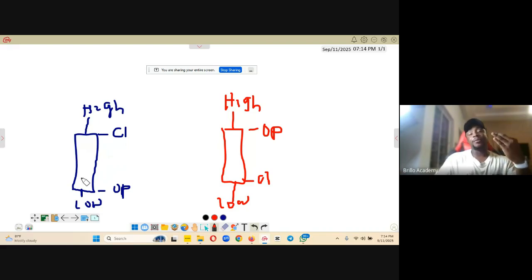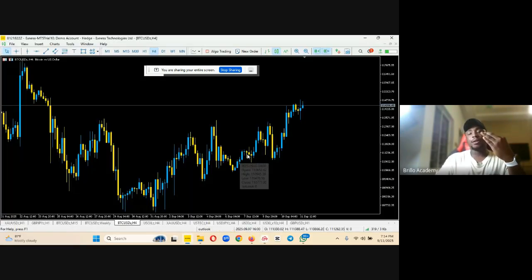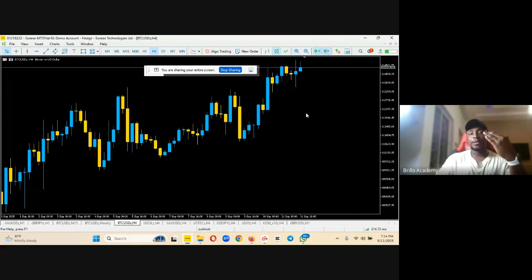For you to identify a bullish candle, it has to open from the bottom and close at the top. For you to identify a bearish candle, it has to open from the top and close at the bottom. So let's take a look at some candlesticks here. All right. So you can see this long red candle. It has a high wick and also a low wick. Now it opens from here and it closes down at the bottom. So this is a bearish candle.